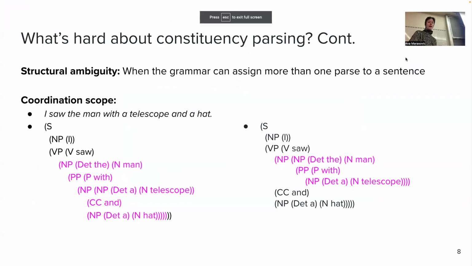So I saw the man with a telescope and a hat, and one reading is that I saw the man that has both the telescope and a hat. Another reading is that I saw a man with a telescope and completely separately I saw a hat. Again, in the first reading the constituent is the noun phrase "the man with the telescope and a hat," so I saw one entity that has both of these things. Here we have two different noun phrases: one is the man with a telescope, and the other is the hat. These are examples of syntactic ambiguity and why parsing is not as trivial as it might initially seem when I showed you very short examples. The longer the sentences, the more complicated it becomes, of course.